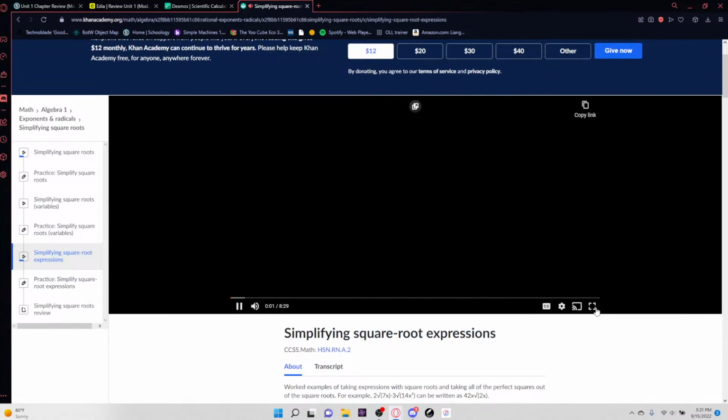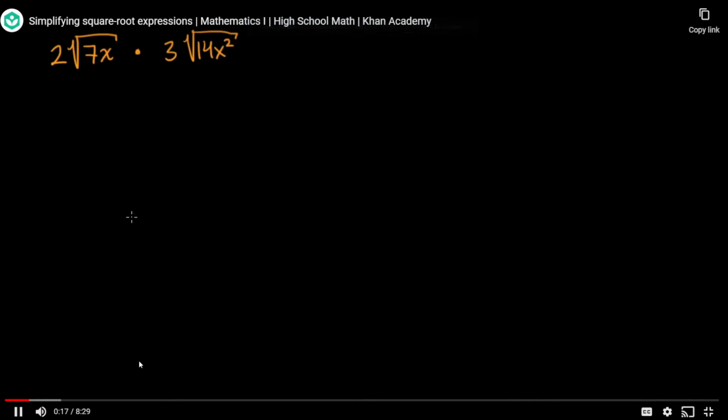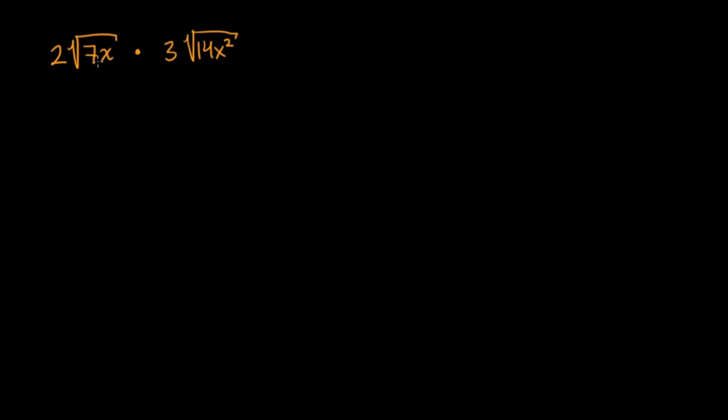Let's get some practice simplifying radical expressions that involve 14x squared. Pause the video and see if you can simplify it, multiplying, and then taking any perfect squares out of the radical sign. Well, let's first just multiply this thing. We can change the order of multiplication. This is going to be the same thing as 2 times 3 times the square root of 7x times the square root of 14x squared.